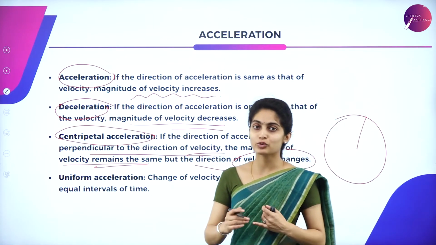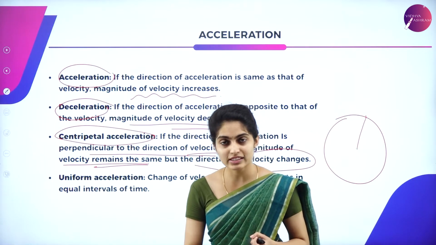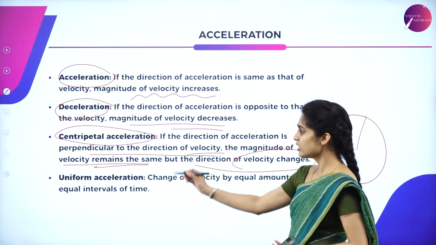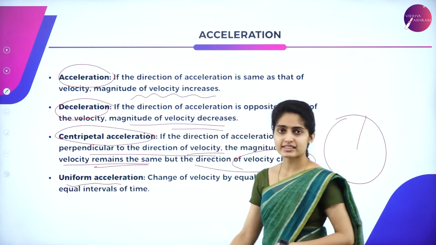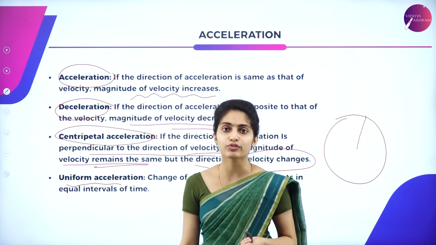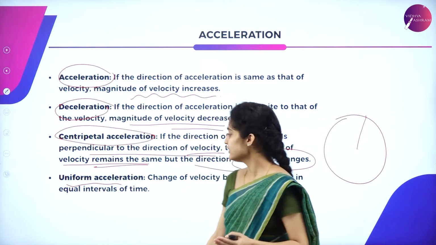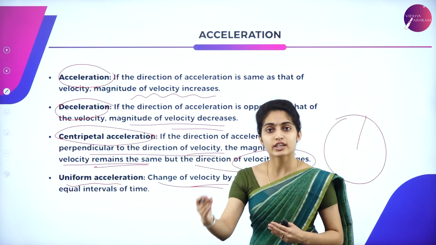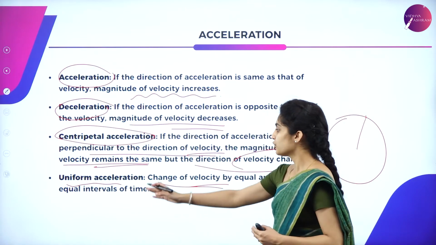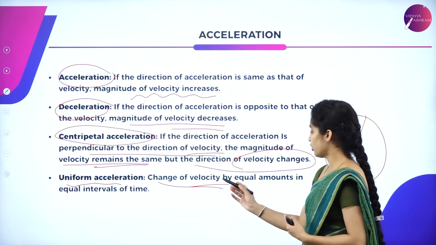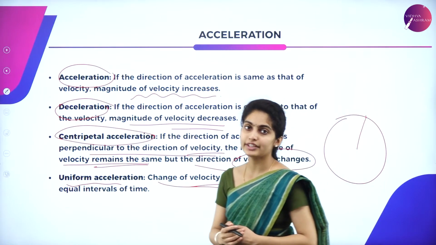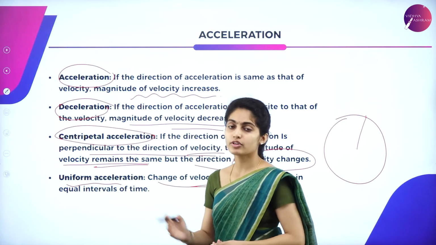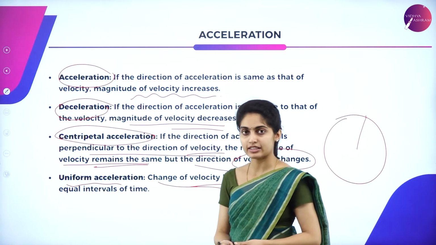So I hope you're clear with what is meant by acceleration, deceleration and centripetal acceleration. How do you take uniform acceleration? It is the same as uniform motion, whatever we have studied. That is, the change in velocity is equal in equal intervals of time. So uniform acceleration means change of velocity by equal amounts in equal intervals of time. That is all about uniform acceleration as well as acceleration terms.